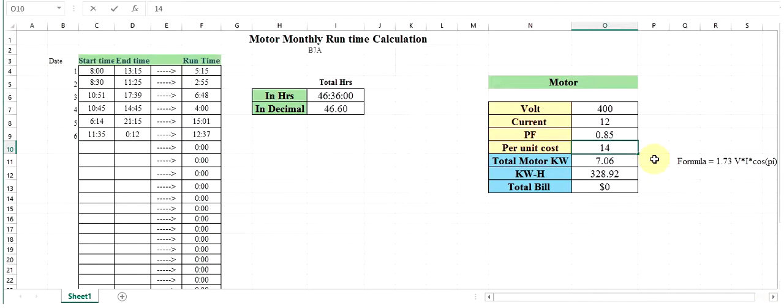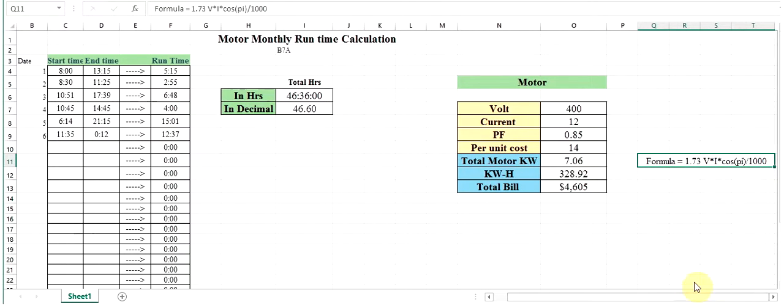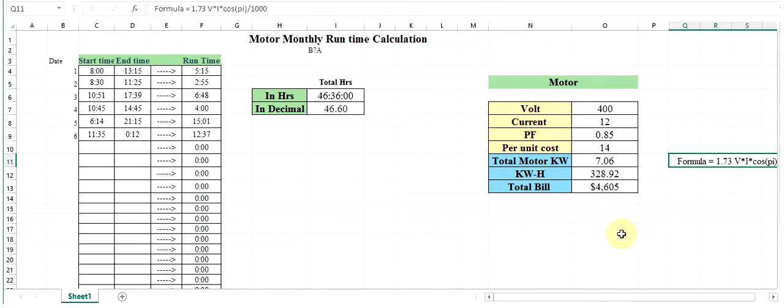With this calculation, the software is telling us the total motor capacity in kilowatts, and the kilowatt hours are 328.92. That is the energy consumed by this motor, and this is the amount in rupees: in these 7 days this motor consumed 4,605 rupees. Here is the formula that has been used, and I hope you like this calculation.